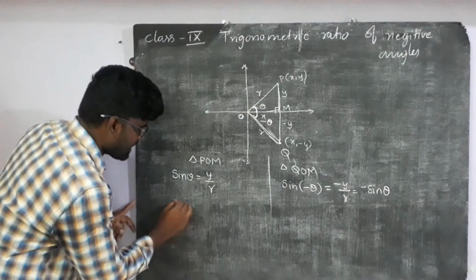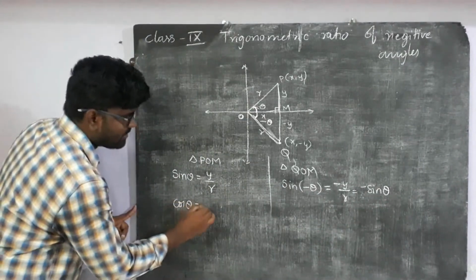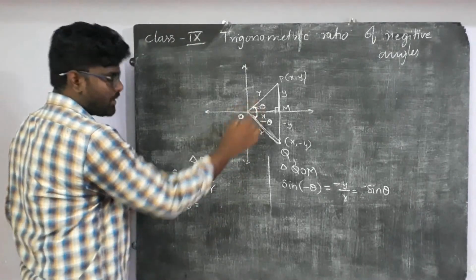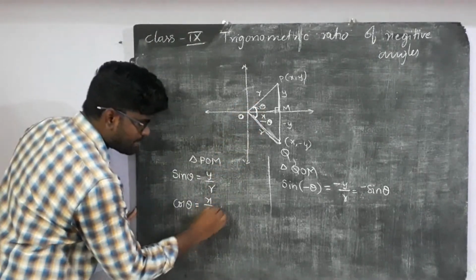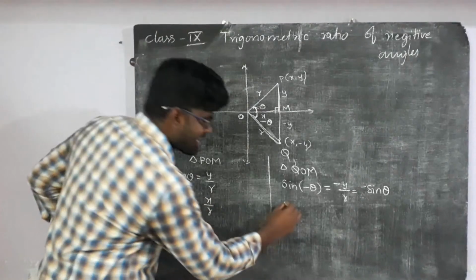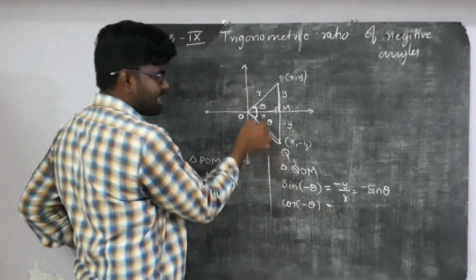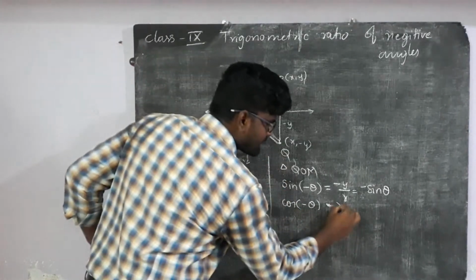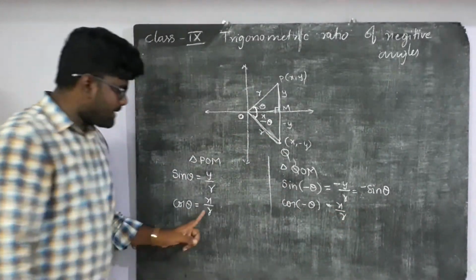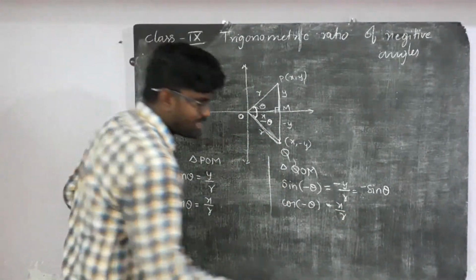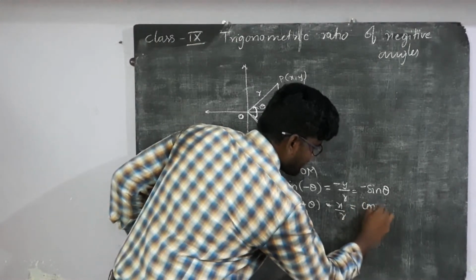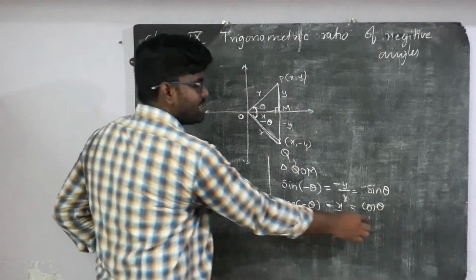In the same way, cos theta. Cos theta is equal to adjacent by hypotenuse, which means x by r. In the same way, cos minus theta is also adjacent by hypotenuse, which is x by r. What is x by r? It is cos theta only. That means cos minus theta we are getting is cos theta only.